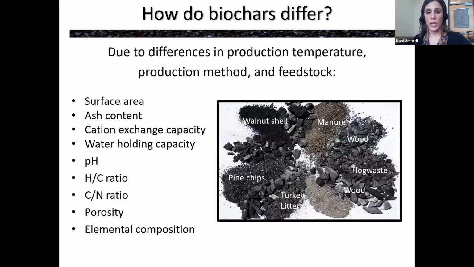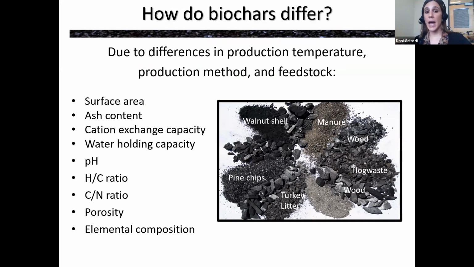Depending on the different production variables, you also get really different biochars themselves. So you can see this picture here, which shows biochars from different feedstocks, from animal manure to forest thinning to agricultural waste products. And you see a whole range of colors and textures. And these also have really different chemical and physical properties as well. So one of the things that people are most interested in is the pH of biochar, which ranges from the slightly acidic all the way to the very, very basic.